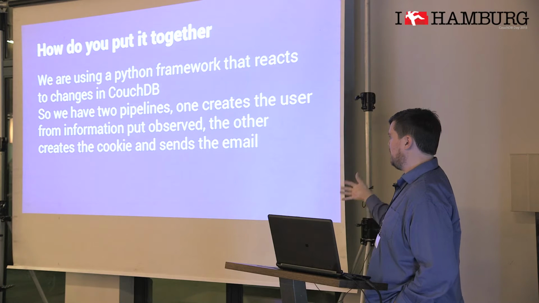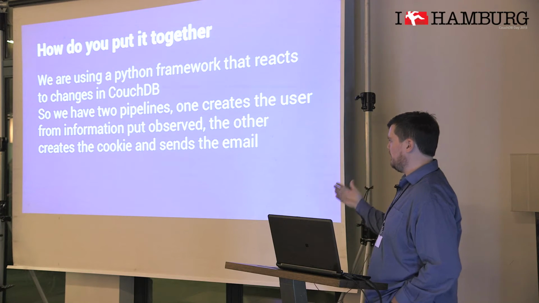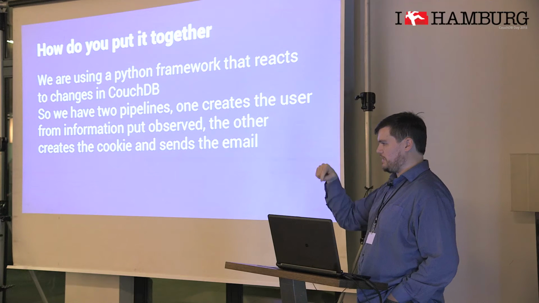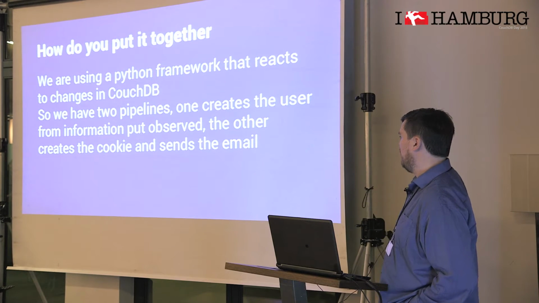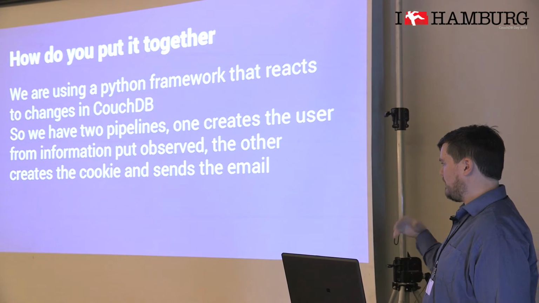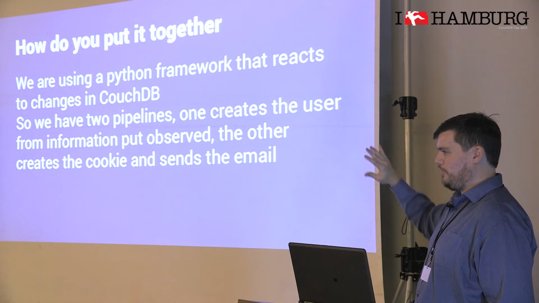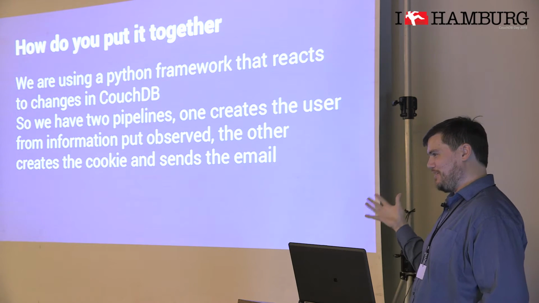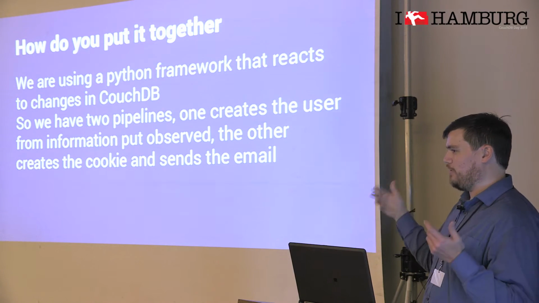So how did we put it together? We were using my Python framework, which reacts to changes in CouchDB. We have two different pipelines. One actually creates a user: you add a user to the database, then it creates it in the underscore user database and another place, but that's our implementation detail. And the other creates a cookie and sends the email. I have a GitHub repository for all this code, so you can try it out yourself. I commented out the email itself because I'm not going to be trying to send an email here, but at least you have code to mess around with.